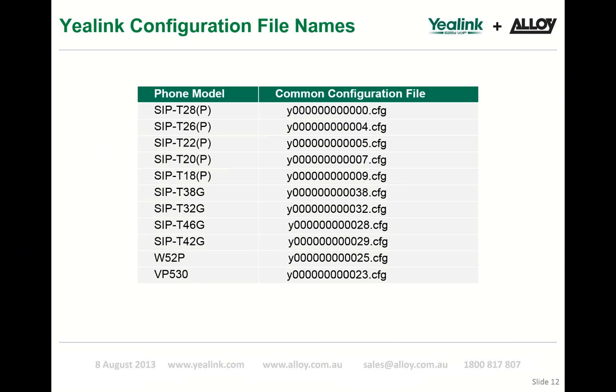Okay, now, as we know, the MAC address-based file is the MAC address of the actual phone that you're using. With the common configuration file, each model that Yealink supports has its own unique common configuration file name. From the list, as we can see, each model has its own configuration file name. You need to make sure that if you do want to use common configuration files, the files are named correctly for the models that you are using.